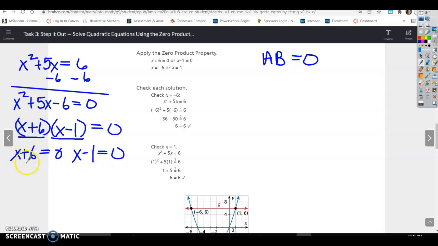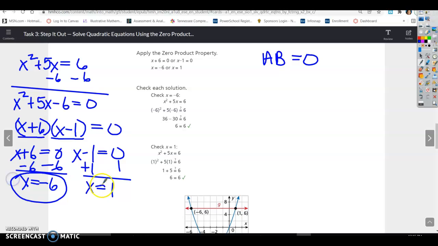X plus 6 equals 0. To solve for x, I'm going to subtract 6. X equals negative 6. This one I'm going to add 1 to both sides, so x equals 1. So we're going to have two solutions, x equals negative 6 and x equals 1.